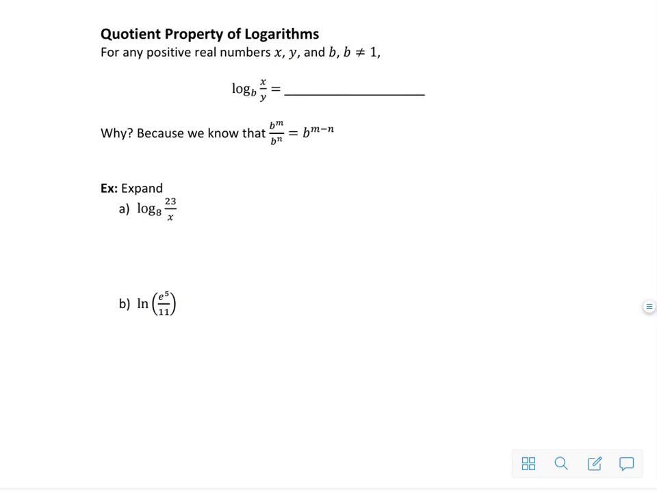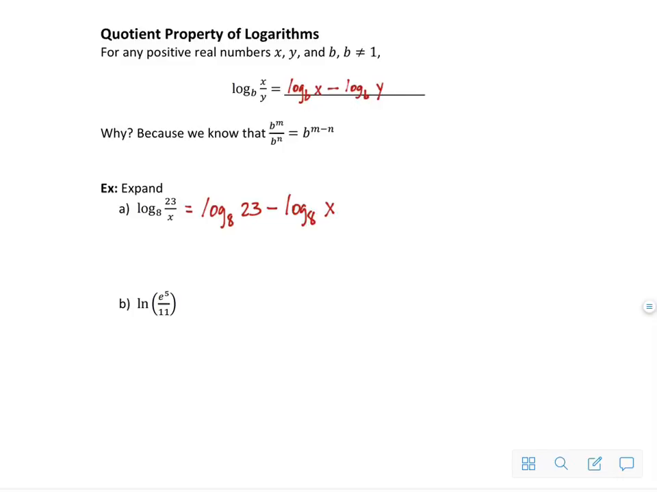The quotient property says that if instead of having a product, having multiplication inside, you have division inside the logarithm, it becomes a subtraction. So log base b of x over y is log base b of x minus log base b of y. So you subtract. You take the log of the numerator minus the log of the denominator. So like on this next example right here, if I wanted to simplify that by expanding it, I'm going to take log base 8 of 23 minus log base 8 of x. Log of the numerator minus log of the denominator.